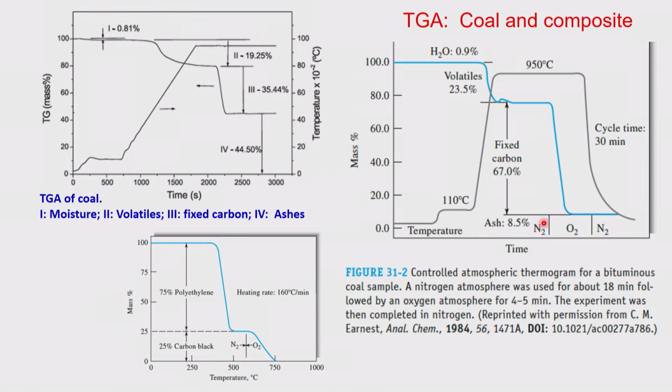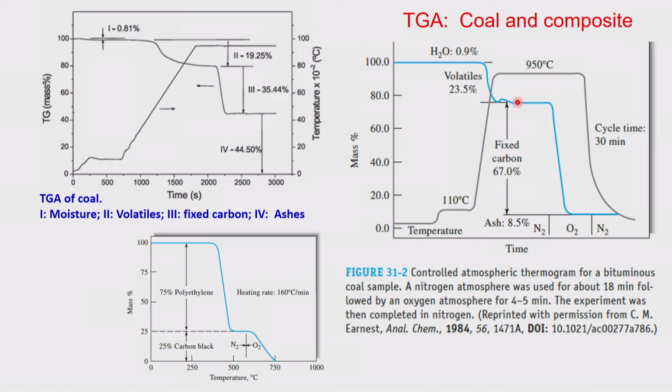And suppose you use up to here under nitrogen, you can do that. Beyond that, if you use oxygen, the remaining thing can get burned. So, all the carbon can burn in oxygen and go as CO2. And then you can use nitrogen again. So, from room temperature to this temperature, nitrogen is used. From here to here oxygen is used. Again from here beyond, nitrogen is used. You can see all the cycles.